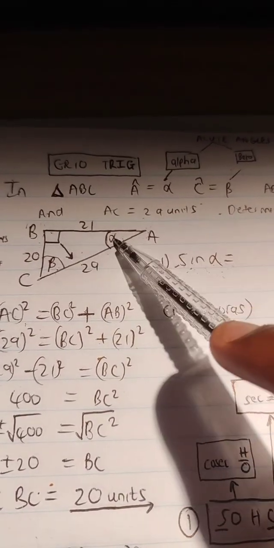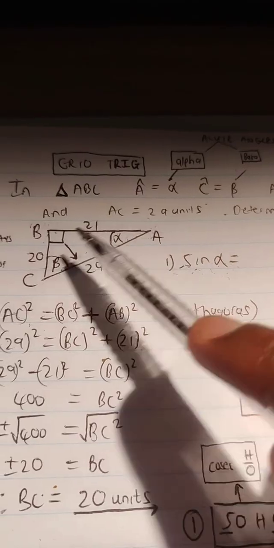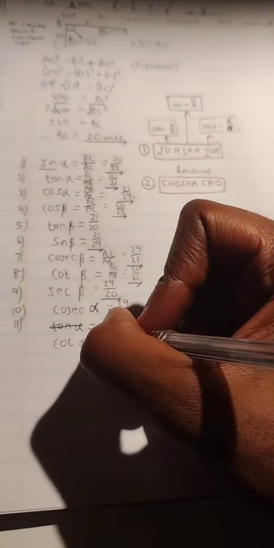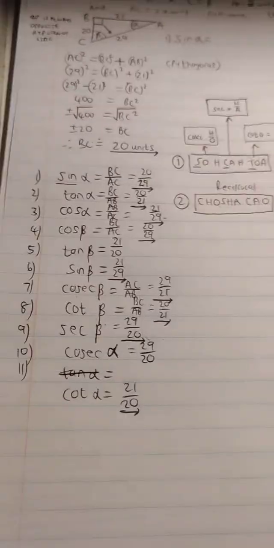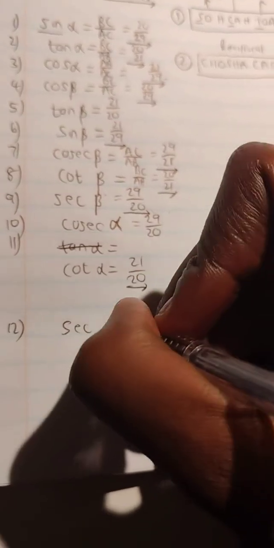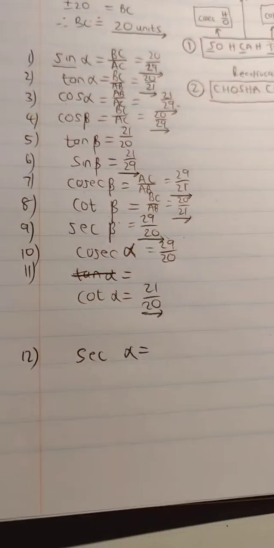So which one is the adjacent side to this angle? It is BA. Which one is the opposite side to this angle? It is BC. So what is the ratio? 21 over 20. Okay, I think you guys get the point. You get the gist of the matter, right?